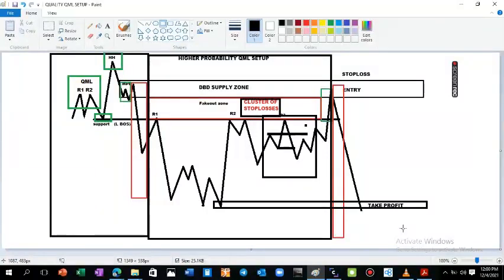All right. The QML setup works, guys. The Quasimodo strategy works, and I've used it. And I want to show you some of the trades, some of the wins we had with the QM strategy. So I hope this is clear. I really hope it's clear.